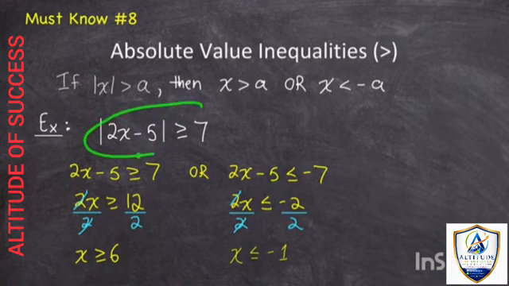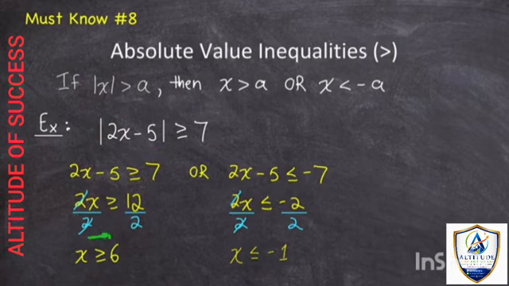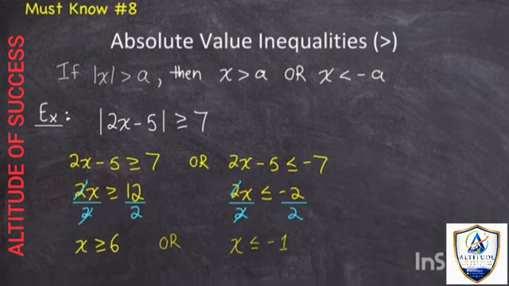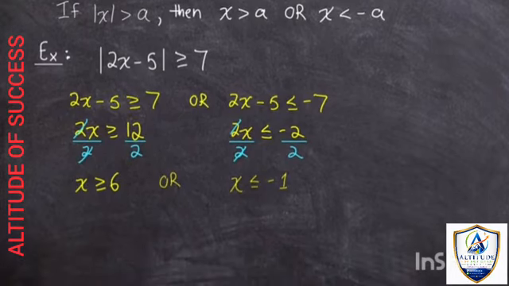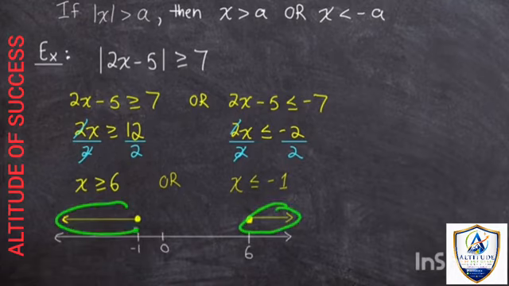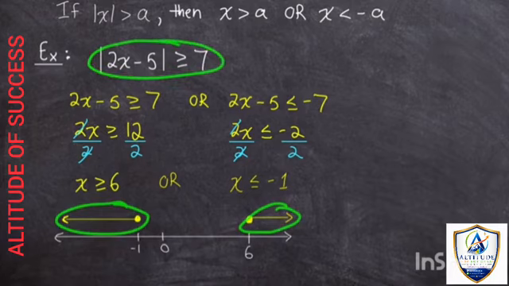So our final answer to this inequality would be any x value greater than or equal to 6, or any x value less than or equal to negative 1. And we should express that in interval notation. I'll do that first by drawing those intervals of numbers on a number line. So any x value that falls on either of those lines would satisfy the original inequality.